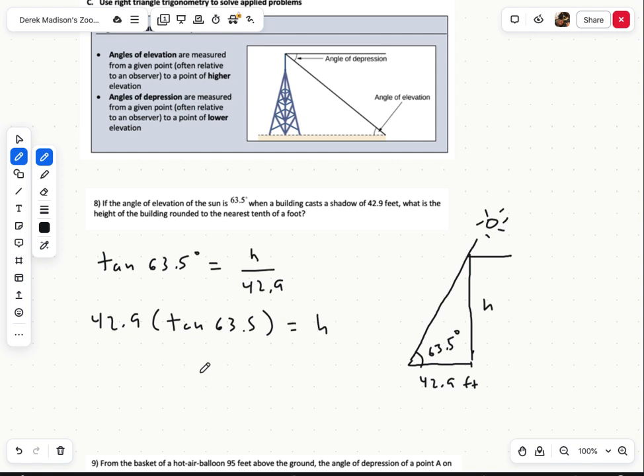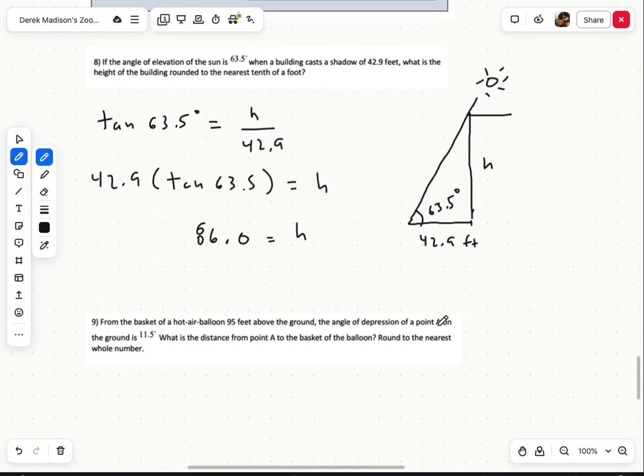And when I did that, I got 86.0, rounded to 1/10 of a foot for those particular numbers. And that's it. The drawing is really helpful, so I definitely encourage the drawing.